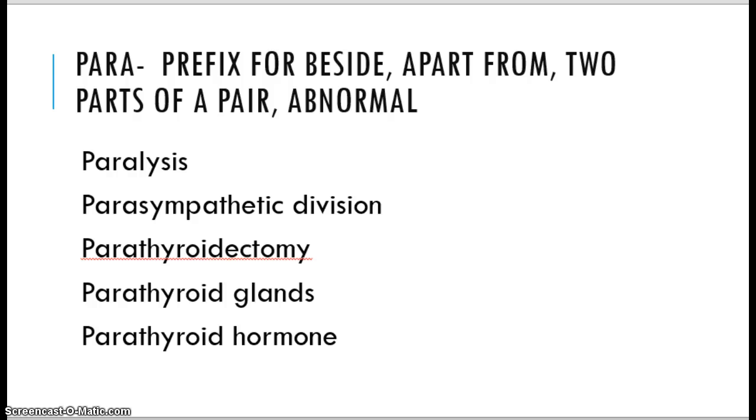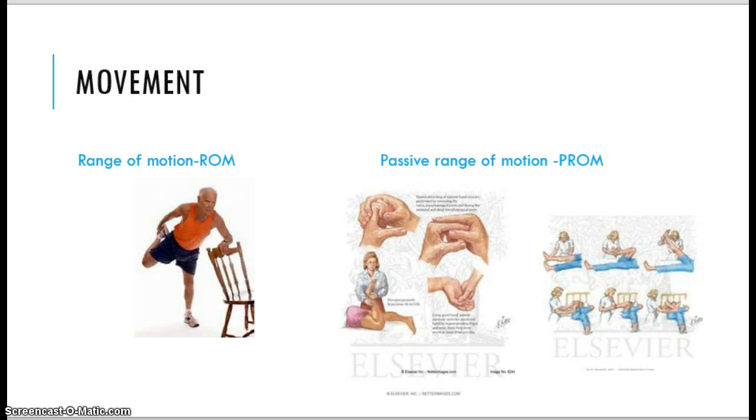Your parasympathetic division is part of the nervous system that is the rest and digest. Your parathyroid glands are located on the backside of the thyroid in the throat. And when you have a parathyroidectomy, ectomy always means to remove, so it would be removal of the parathyroid glands. The hormones are made in the parathyroid gland, and the parathyroid hormones help with calcium distribution in the body.